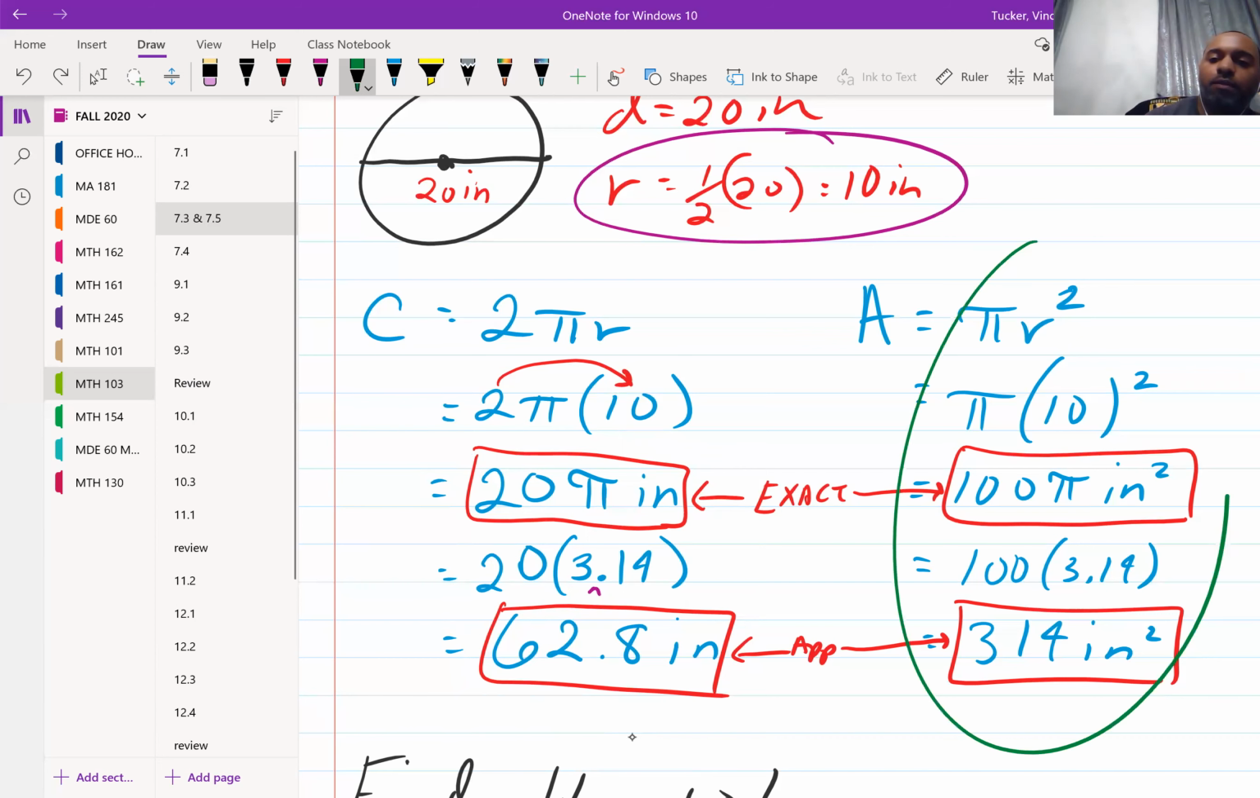Then we do the same thing for the area over here. Pi times r squared. Plug in 10 for r. 10 squared is 100. So 100 pi will be your exact answer. Now to find the approximation, plug in 3.14 and multiply, and that'll give us 314. Don't forget it's inches squared for your area, regular inches for circumference.